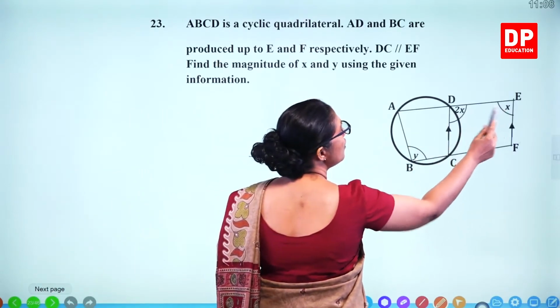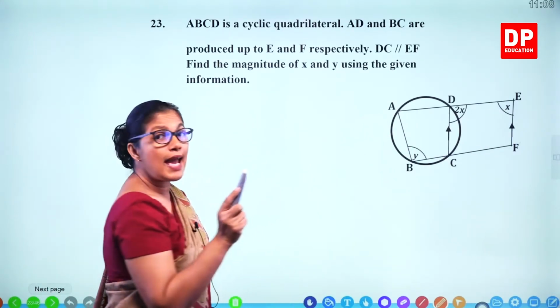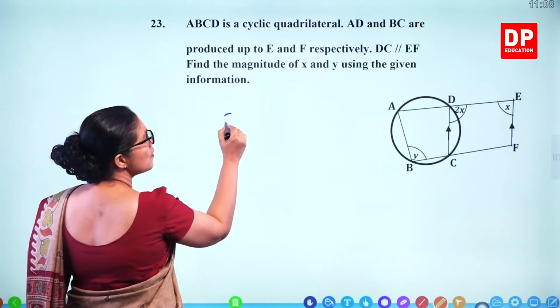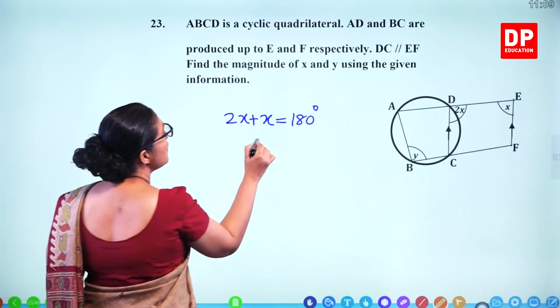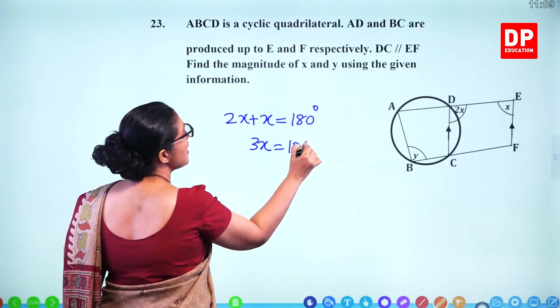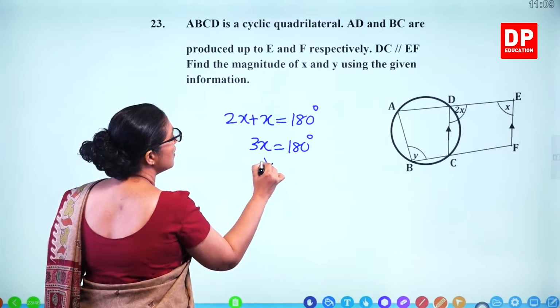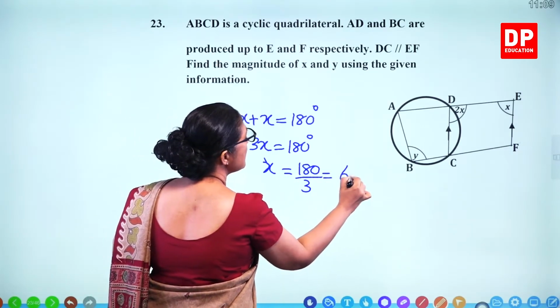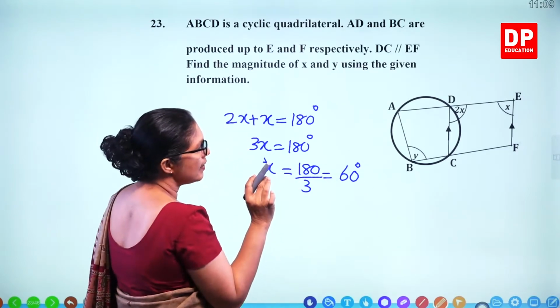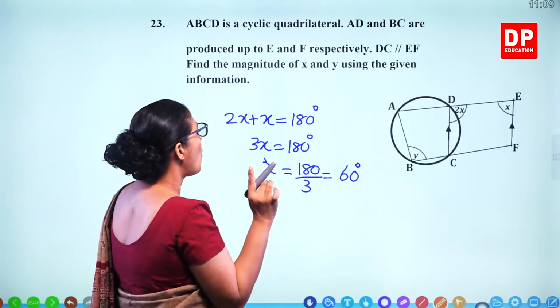Easily you can find out x because allied angles add up to 180. So 2x plus x equals 180. 3x is 180, which means x becomes 180 divided by 3. That's 60 degrees. We found x. Now we need to find out the y angle.